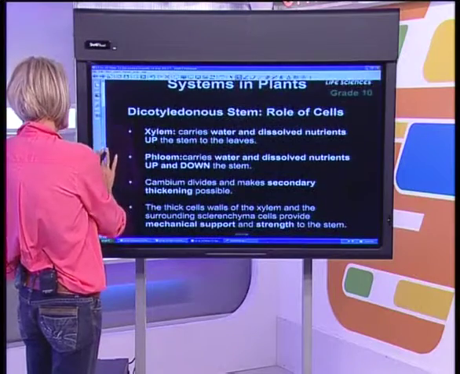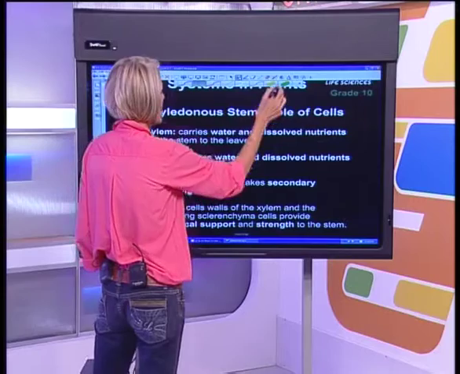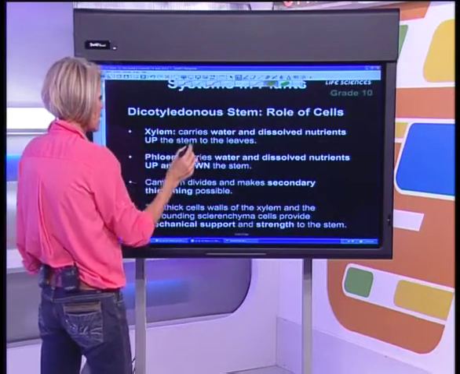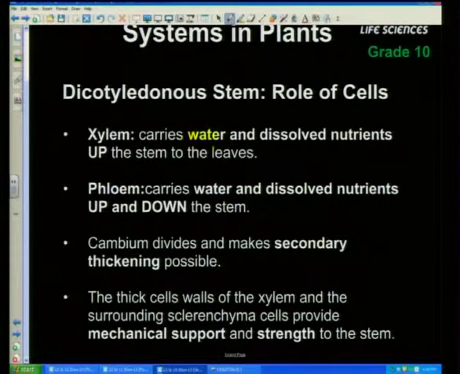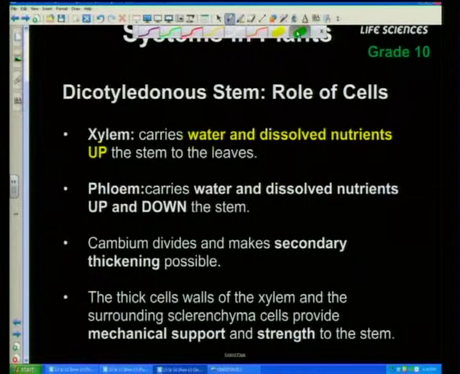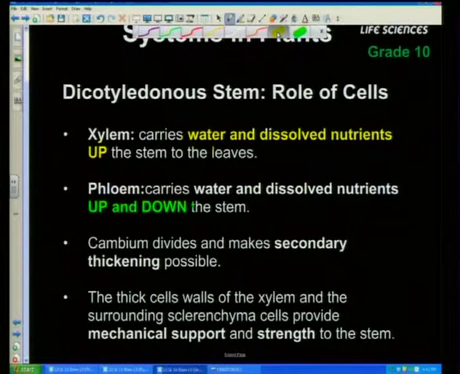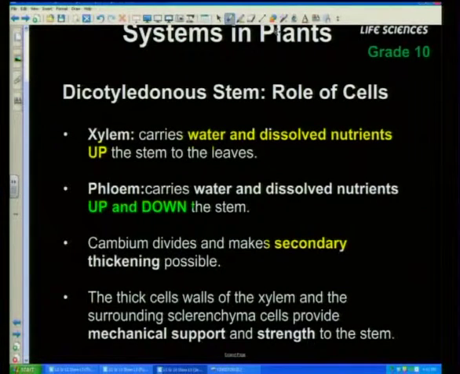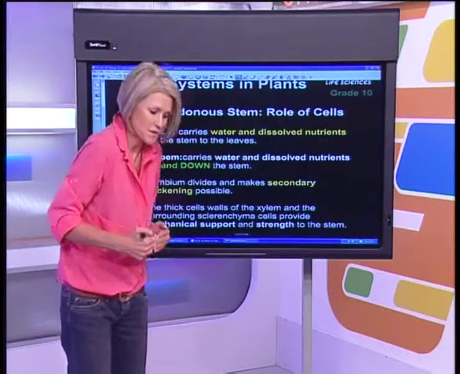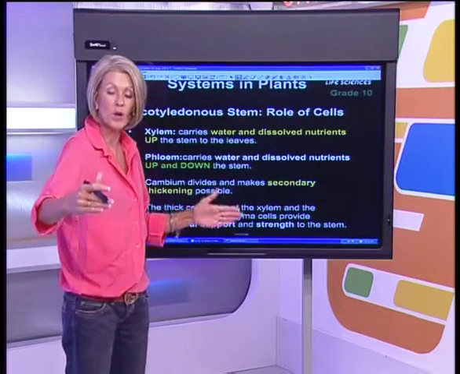Okay. Xylem, very important, people. Please, and I'm going to do this in bright yellow. Okay, what does the xylem do? It carries water and dissolved mineral salts up the stem. Your phloem carries water and dissolved nutrients up and down the stem. The cambium, what does the cambium do? Cambium helps with secondary thickening. Why? Because it makes more xylem and more phloem, and as it makes more xylem, it pushes the xylem inwards, and more phloem, it pushes the old cells outwards.